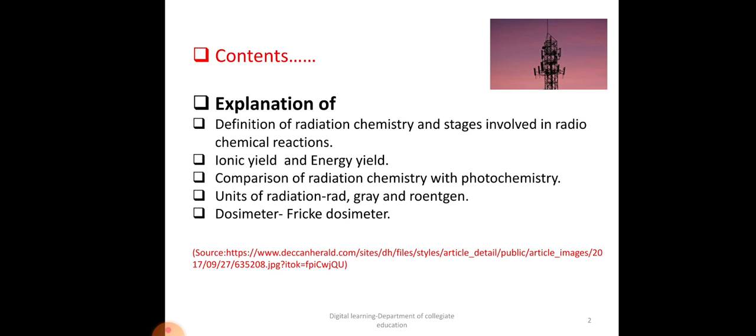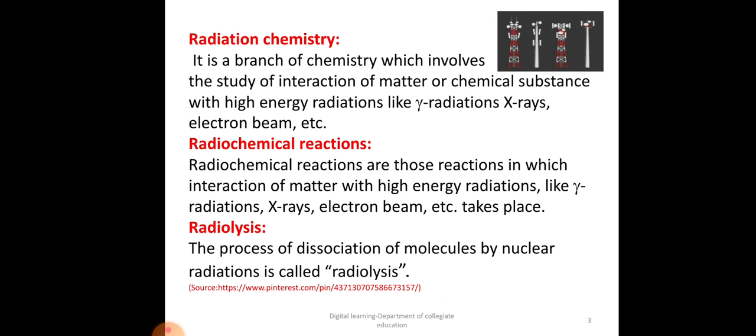The contents of this video are definition of radiation chemistry and stages involved in radiochemical reactions, ionic yield and energy yield, comparison of radiation chemistry with photochemistry, units of radiation, that is rad, Gray and Rontgen, dosimeter, Frick dosimeter.